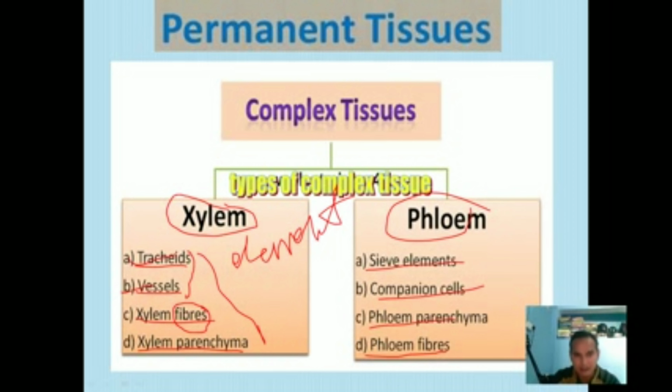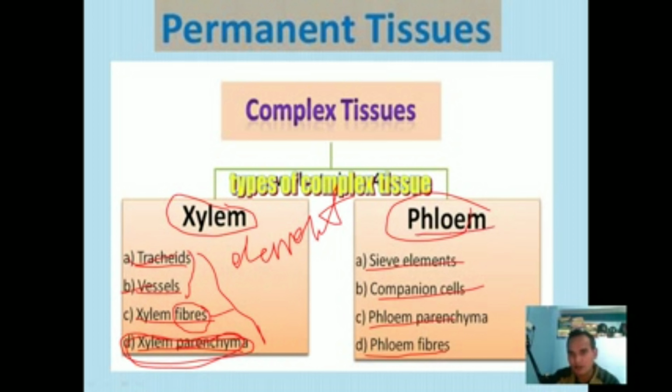Now xylem fiber is a kind of sclerenchyma. Sclerenchyma cells are one of the simple permanent tissues. The xylem fiber actually gives some mechanical support to the xylem tissue. And we have one more here, the xylem parenchyma. Xylem parenchyma stores the food for the remaining elements.